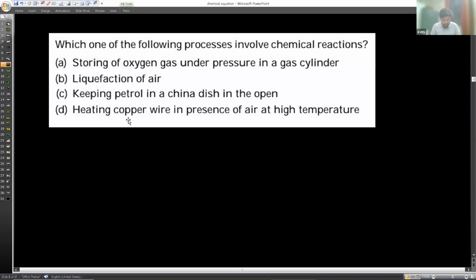Is it D? Which one involves a chemical reaction? Chemical reaction means chemical change. Which of the following is a chemical change? Is it D?